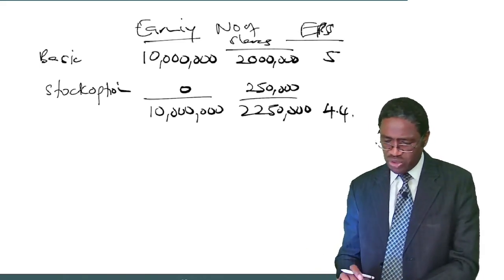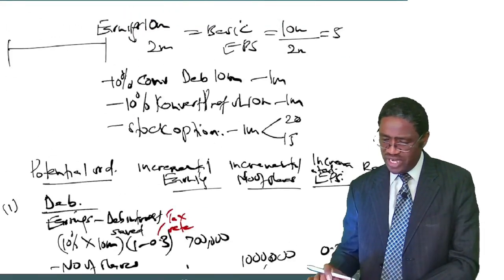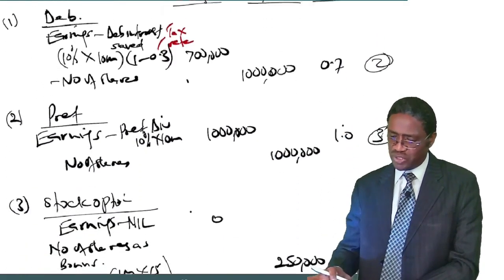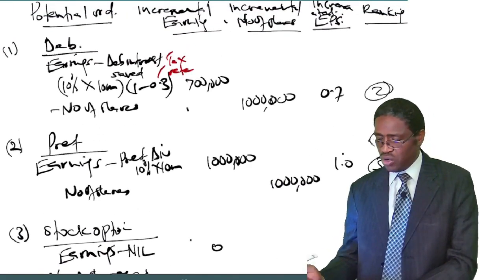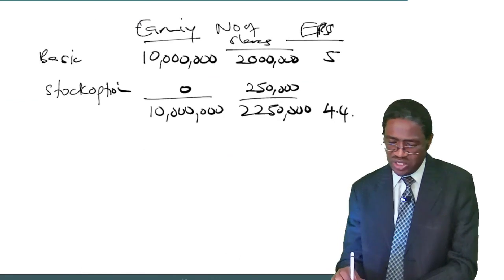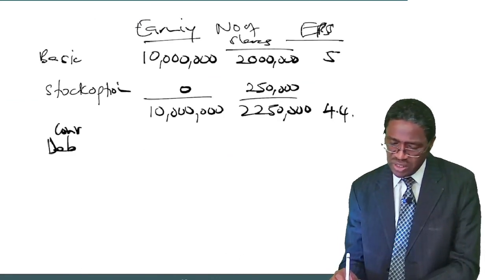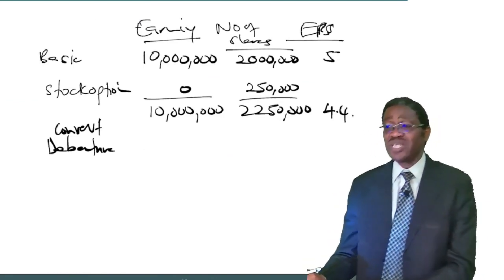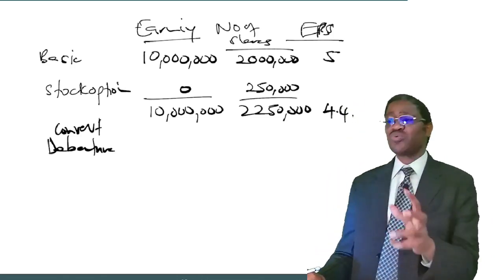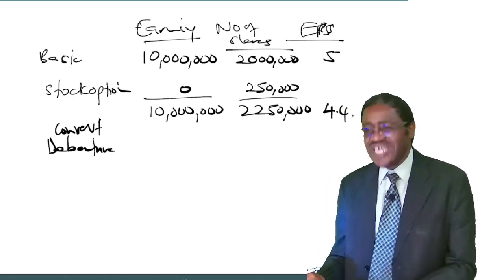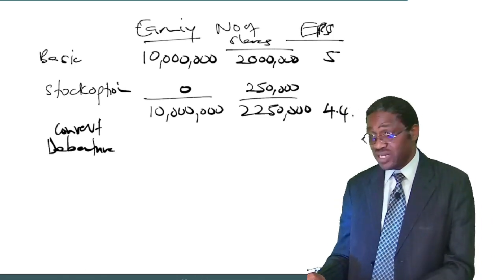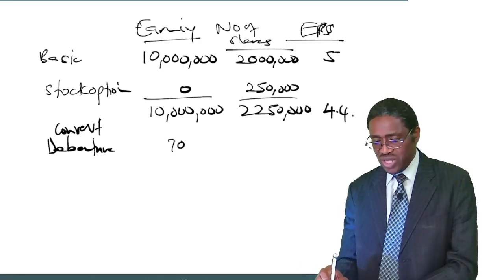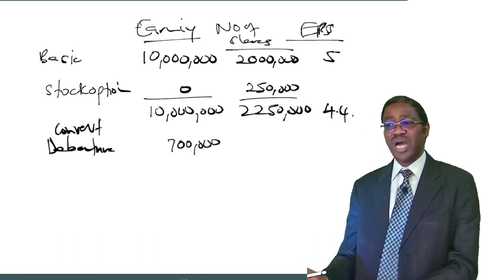And which one was the next most dilutive one out of the three potential? I think it was convertible preference. Yes, the convertible debenture was the next most dilutive. So you come and see your convertible debentures. Now, if the debenture holders had converted, our earnings would have increased by the debenture interest that would have been saved on conversion. And we have seen the amount was 700,000. So that becomes the incremental earnings.